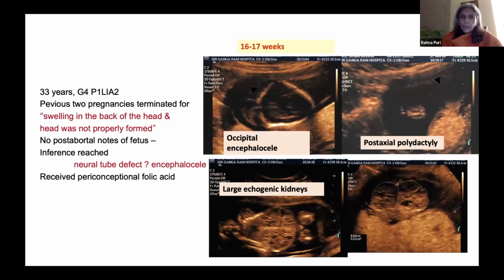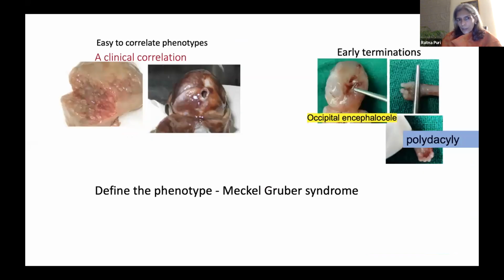But here was the typical phenotype that was associated with occipital encephalocele, postaxial polydactyly, and large echogenic kidneys. So you know that in this phenotype, which was there in the 2nd trimester scan, we could be dealing with Meckel-Gruber syndrome because you had all the features there. However, in early terminations, you may not see the large echogenic kidneys at times. The postaxial polydactyly is just a skin tag, there is no bone, so you don't pick up the polydactyly in the scan. But when you do the autopsy, you pick these things up.